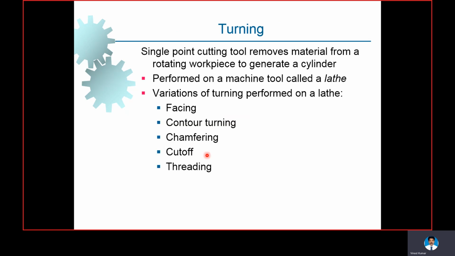Now, what is a turning operation? Turning is an operation in which we use a single point cutting tool to remove material from the workpiece. This turning operation is normally done in a machine called a lathe machine. The various turning operations are facing, contour turning, chamfering, cutoff, and threading.